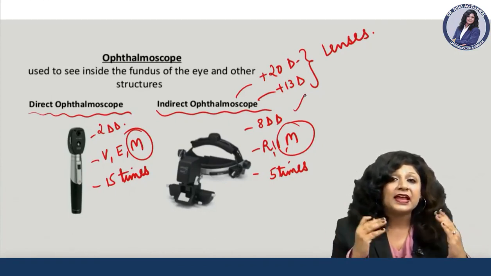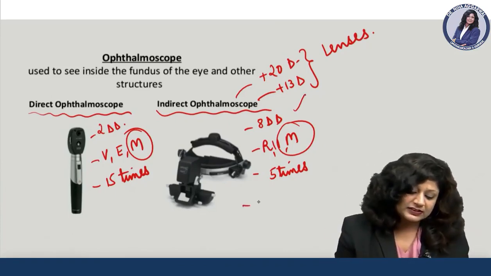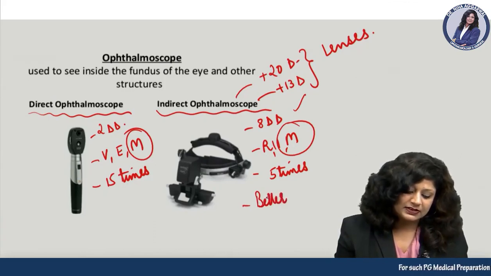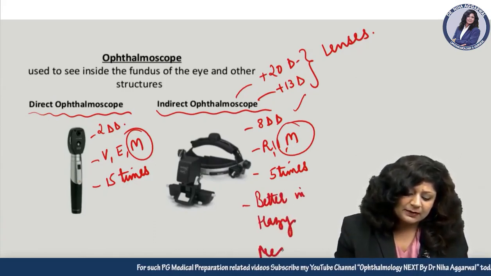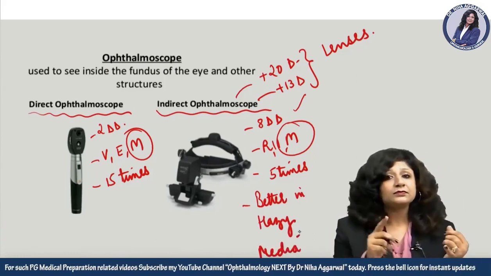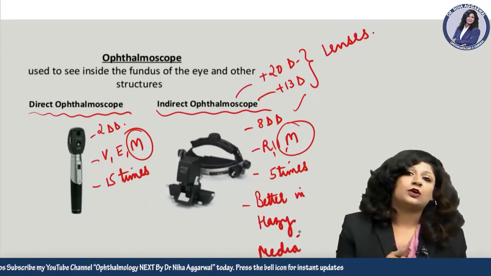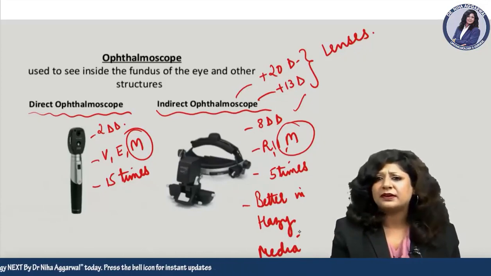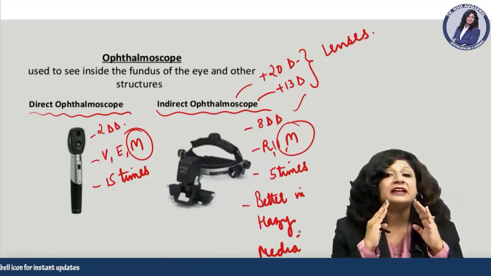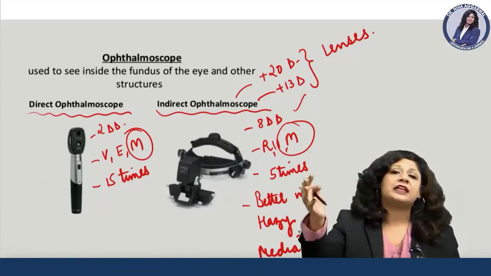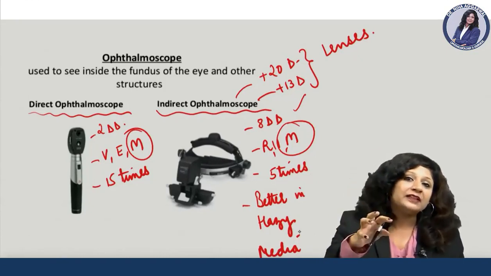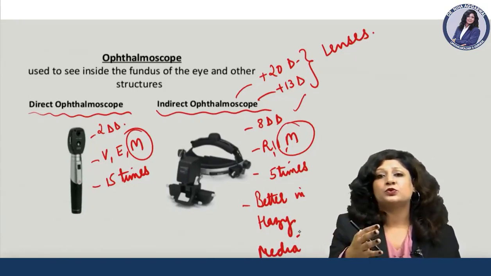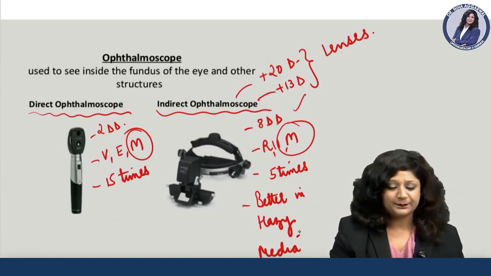Now, because the area is more, this is better in hazy media. Hazy media means it can be a lenticular opacity, it can be a corneal opacity, aqueous turbidity, anything that is interrupting the vision. So whenever there is anything interrupting the media, it's always better to do indirect ophthalmoscopy.